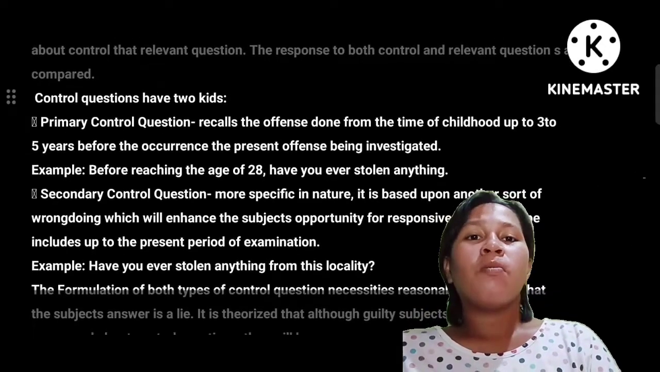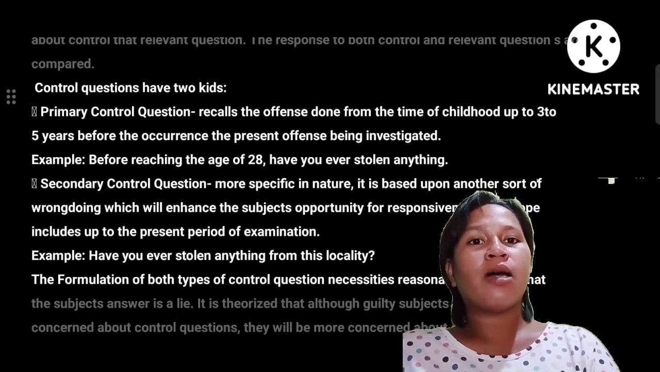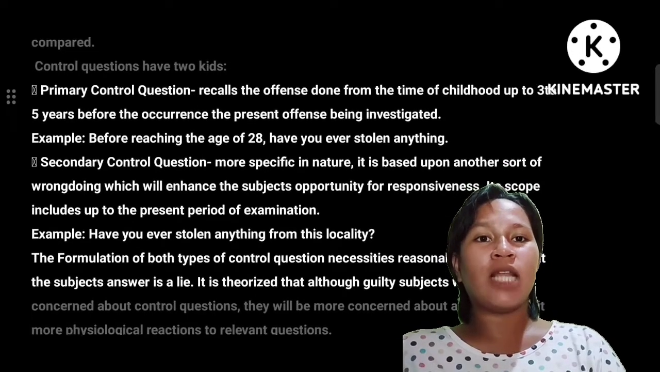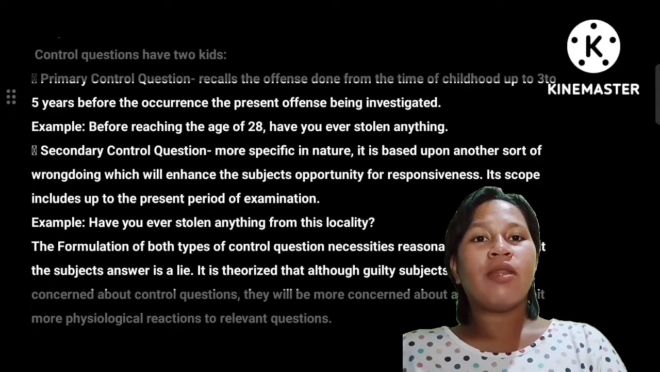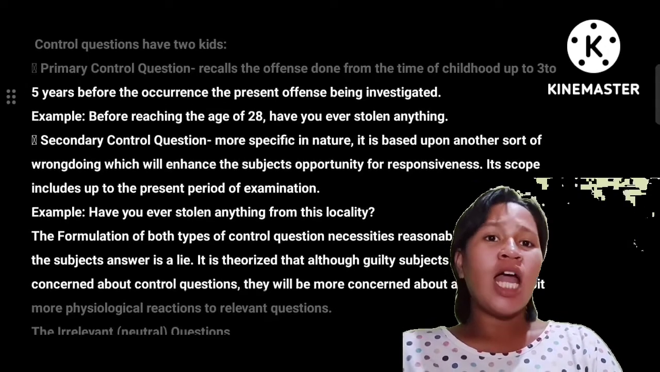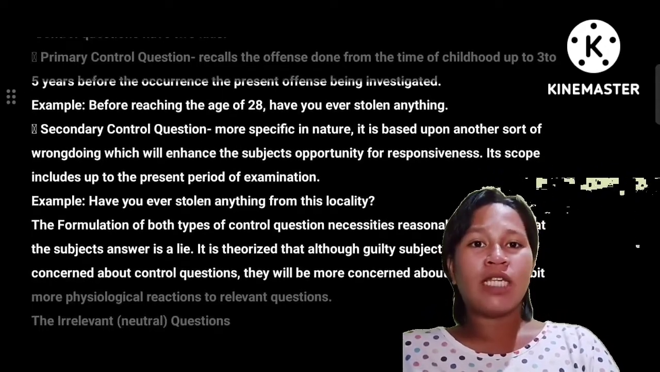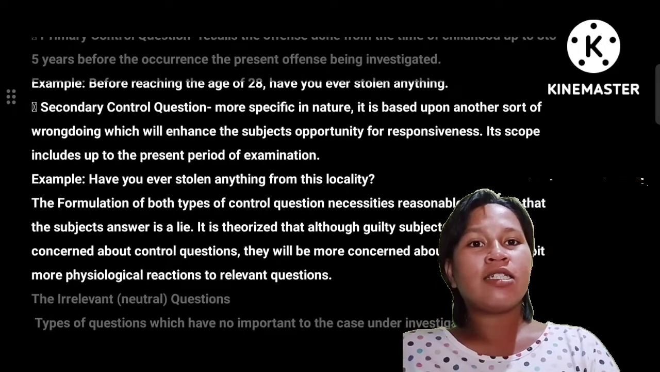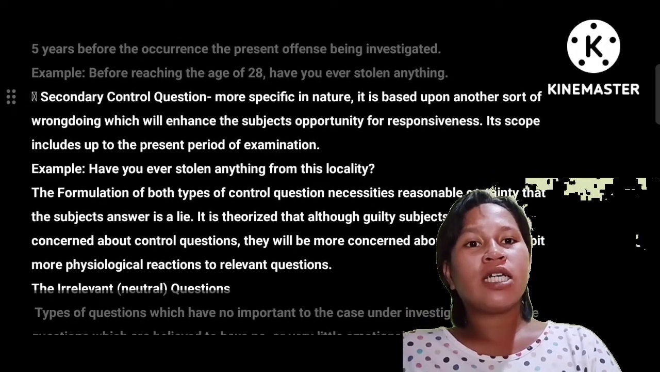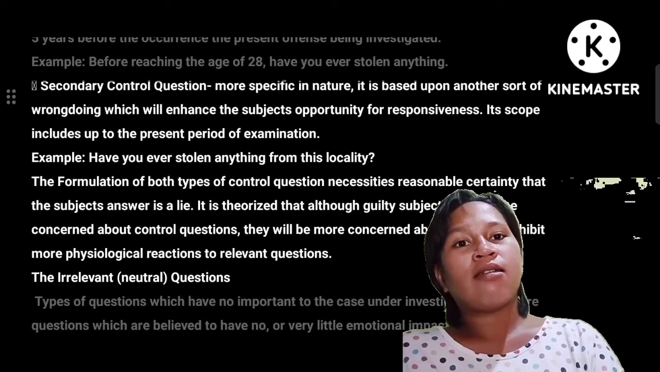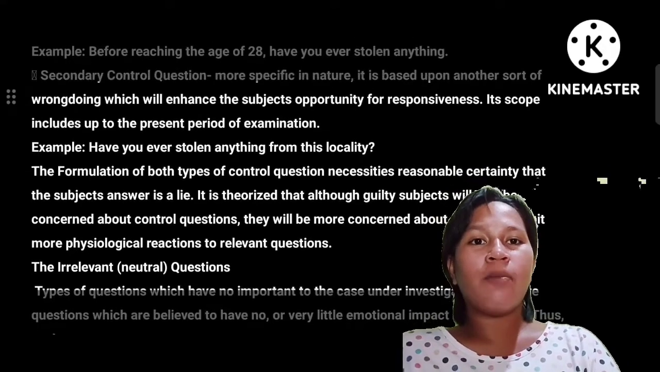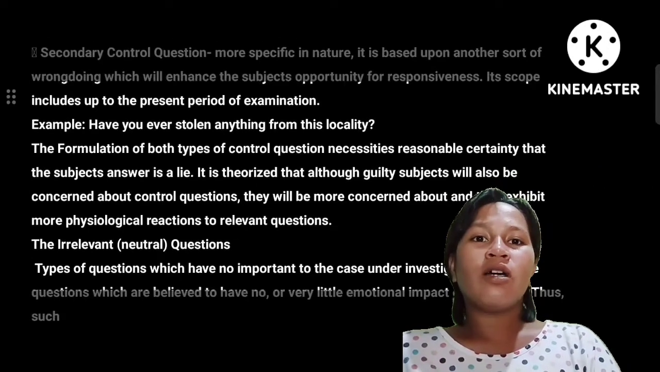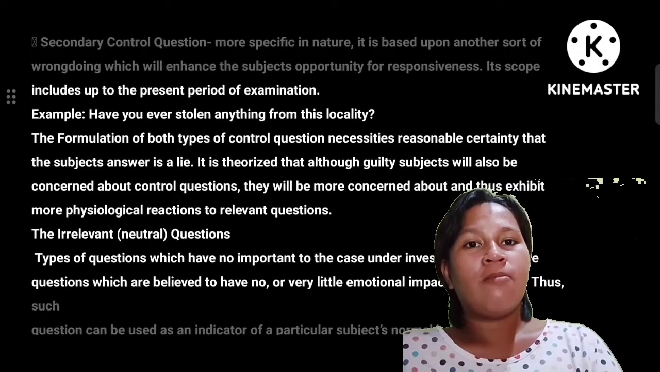Secondary control questions are more specific in nature. They are based upon another sort of wrongdoing, which will enhance the subject's opportunity for responsiveness. Their scope includes up to the present period of examination. For example, have you ever killed someone from this locality? The formulation of both types of control question necessitates reasonable certainty that the subject's answer is a lie. It is theorized that guilty subjects will also be concerned about control questions, but they will be more concerned about, and thus exhibit more physiological reactions to, relevant questions.